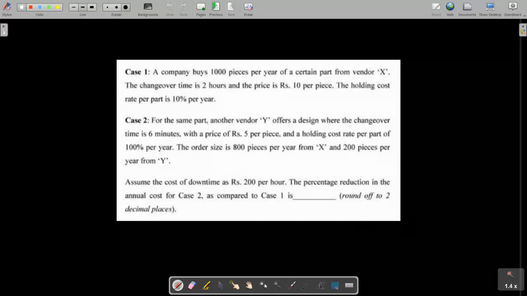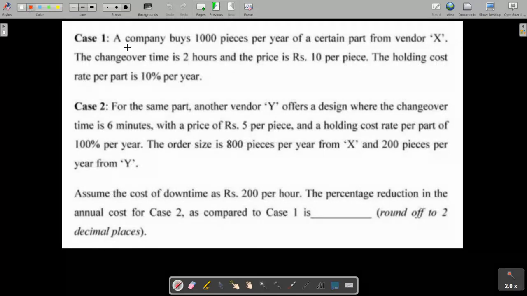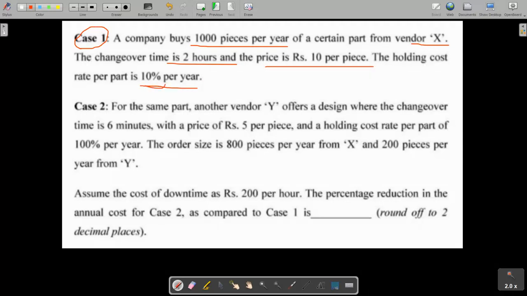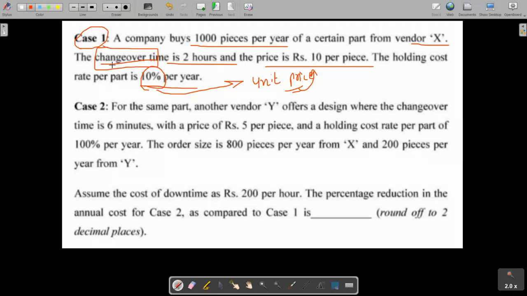So the question is, a company buys 1000 pieces per year of a certain part from vendor X. This is the first case. The changeover time is 2 hours, the price is 10 rupees per piece, and the holding cost is 10% per year. And 10% of what? 10% of the unit price. Here the unit price is 10 rupees. Just mark the changeover time. I will explain what changeover time is, and then we will start the numerical.